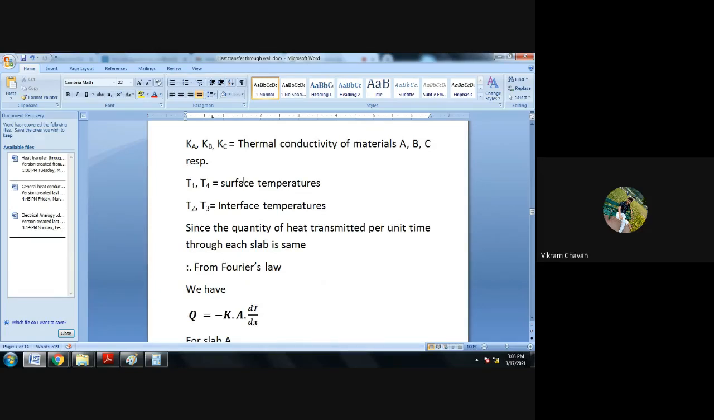Then T1, T4 are the surface temperatures, and T2, T3 are the interface temperatures.